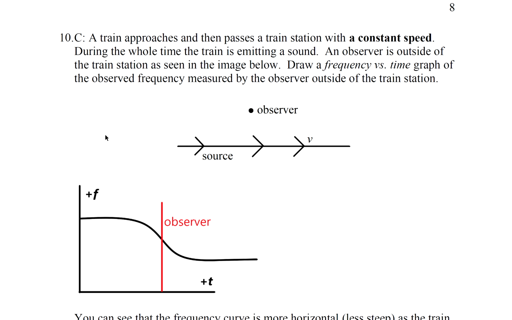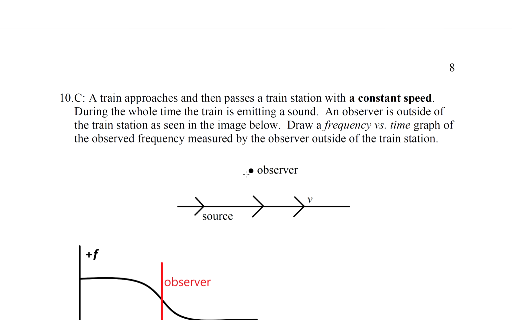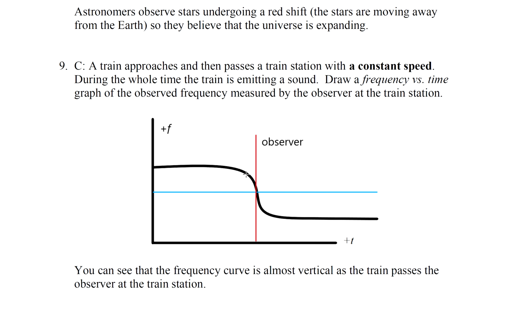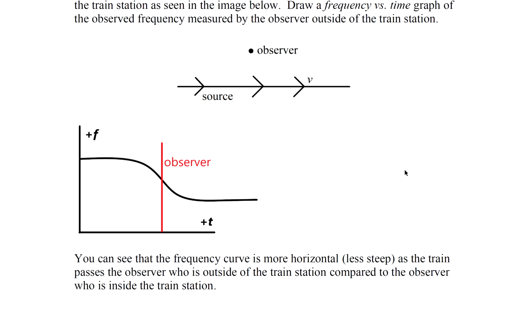So here you could see the observer is outside of the train station. You could see the slope is much less in magnitude than in question 9. In question 9, the observer is at the train station. In question 10, the observer is outside of the train station. The curve is more horizontal, or less steep.